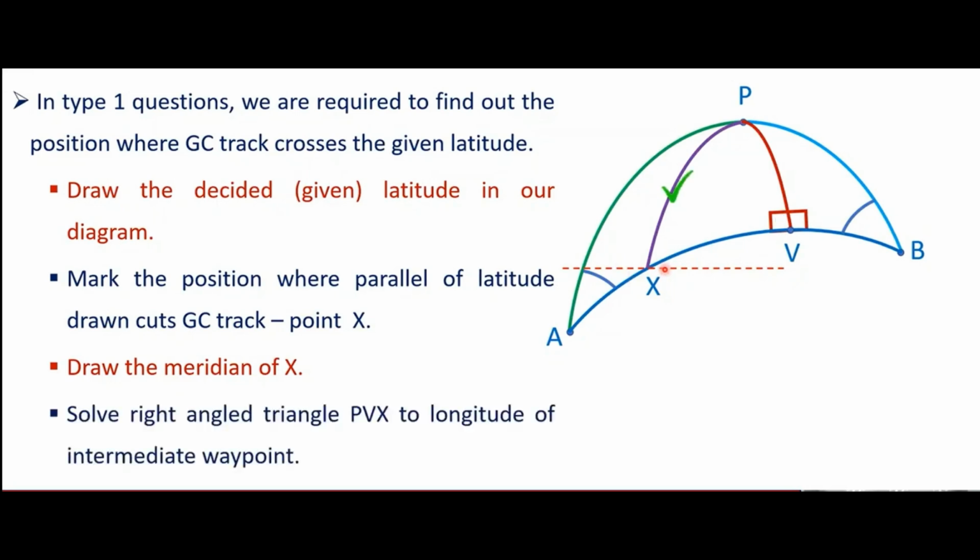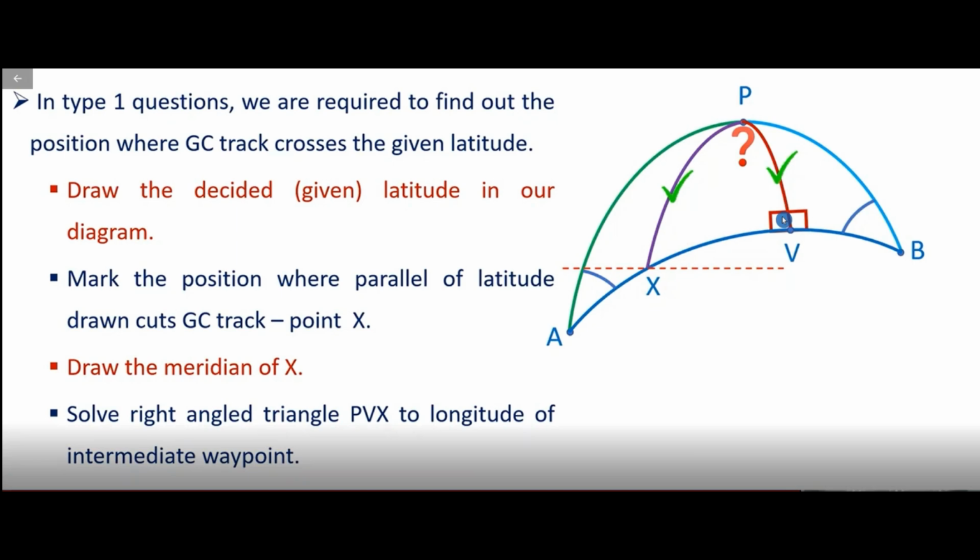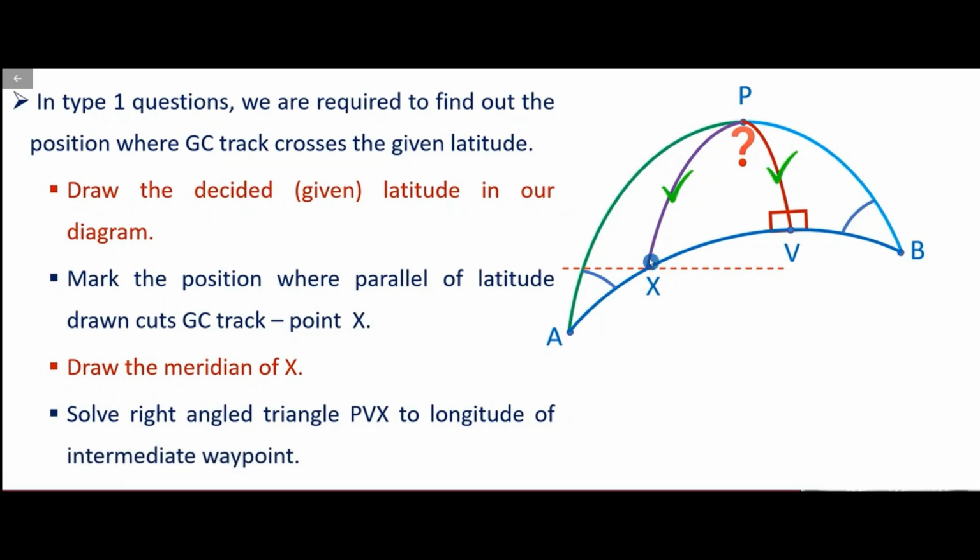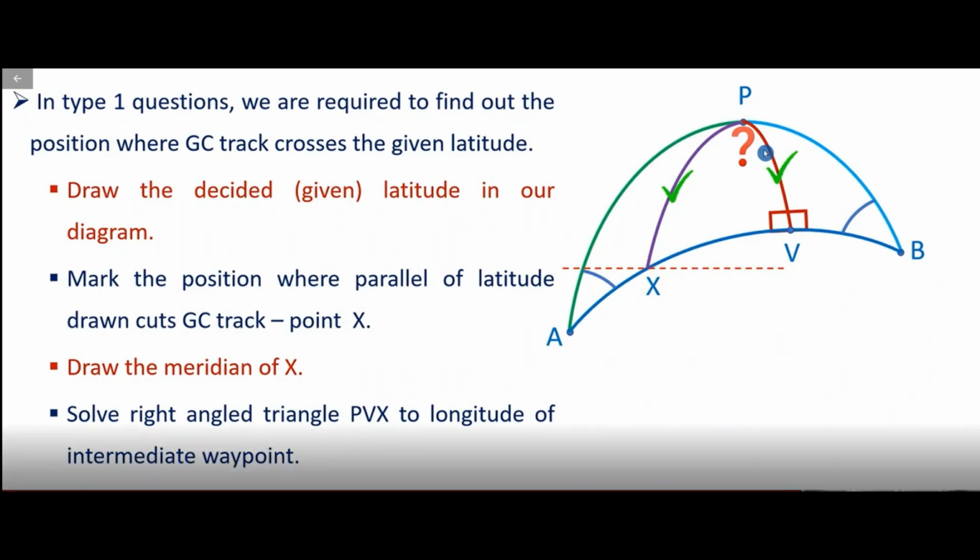The elements that are known to us are PX and PV. If we can calculate angle P, which will be the d long between V and X, then that shall help us in getting the longitude of X. So beta, with these two items, PV and PX, we enter into Napier's rule, and what we calculate with Napier's rule is angle P.